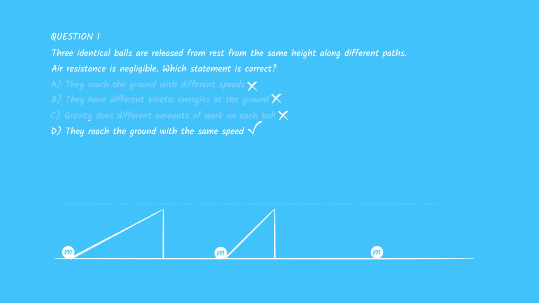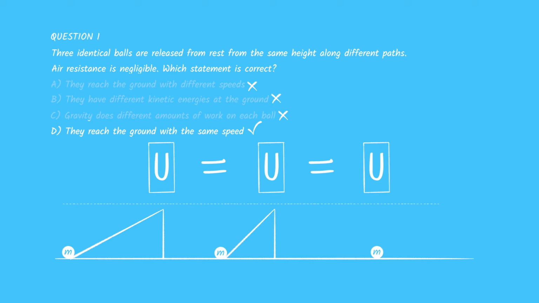But the final speed comes from the initial potential energy being converted into kinetic energy. So all 3 objects hit the ground with the same speed. Why? Because the initial potential energy of the objects was equal, and all of it converts into kinetic energy when the objects hit the ground. Remember, in this case, there was no energy loss.